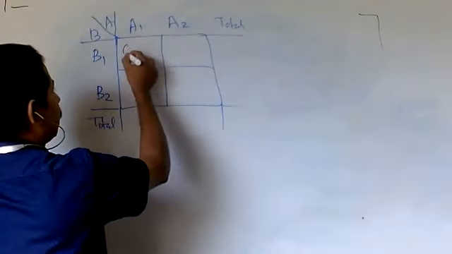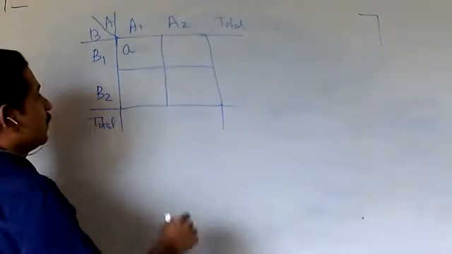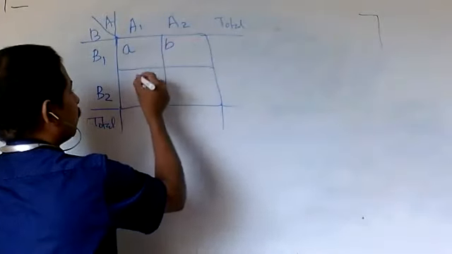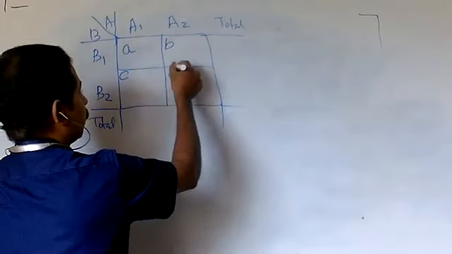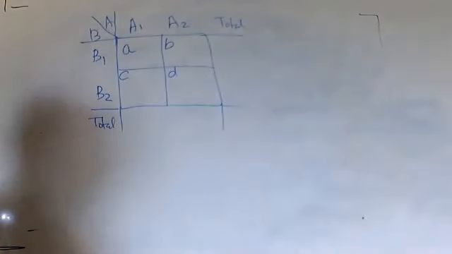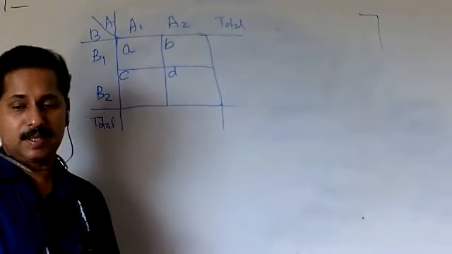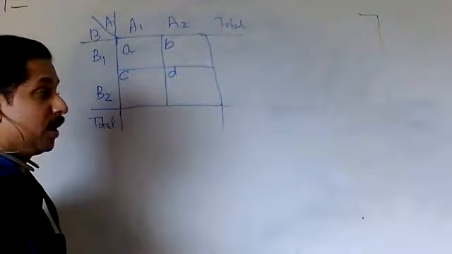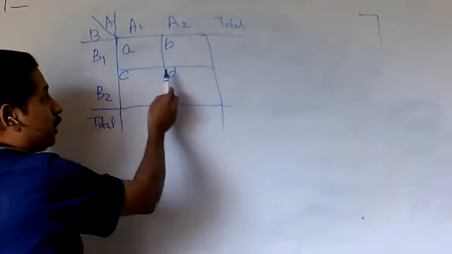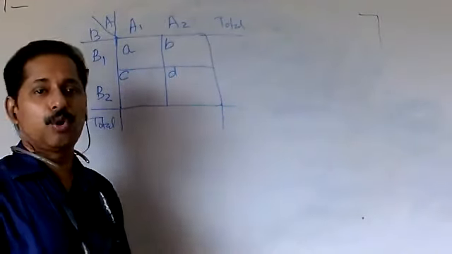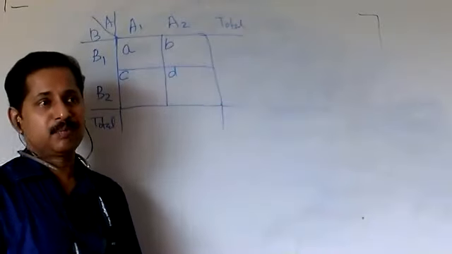Let the observation in the first cell be A, in the second cell B, in the third cell C, and in the fourth cell D. So these are the observations. Here O1 is A, O2, O3, O4. So we have 4 observations, that means 4 cells.